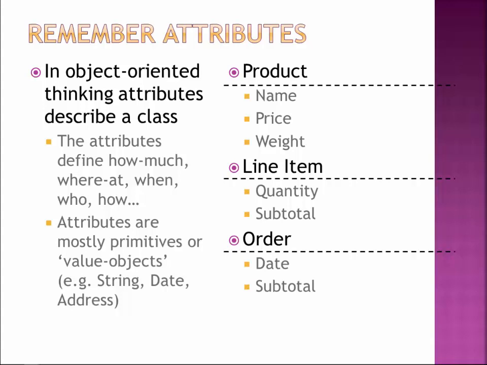Those are things that when you go look at a product, you physically grab in your hand, you can see a price on it. You can see a UPC code on it. You can see different attributes of that product. And you can see the other classes, quantity and subtotal, and those types of examples.